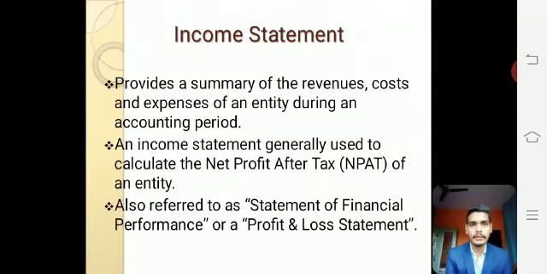First, the income statement. This statement provides a summary of revenues, costs and expenses of an entity during an accounting period, that is a financial year. An income statement is generally used to calculate the net profit after tax of an entity. When an organization has many revenues, then they use the income statement for calculating the profit. It is also referred to as the statement of financial performance or a profit and loss statement.